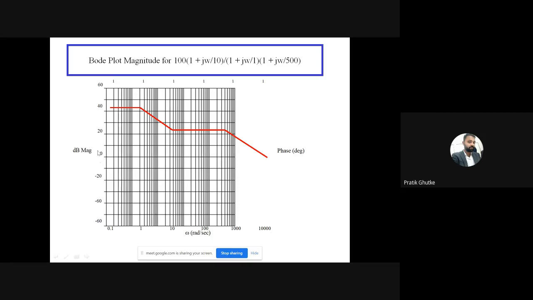And on the y-axis, see, in a Bode plot I am having two plots. In a single semi-log paper, I will be drawing two plots, that is the magnitude plot and then the phase plot. In the upper half of the semi-log paper, I have to draw the magnitude plot. For the magnitude plot, I first have to make the reference of the 0 dB line. So above 0, there will be 10, 20, 30, 40, 50, 60.